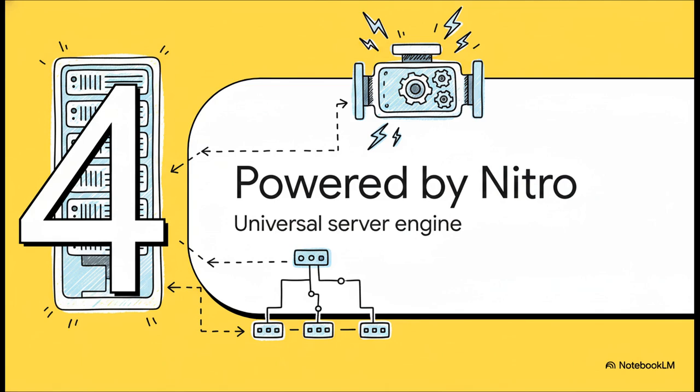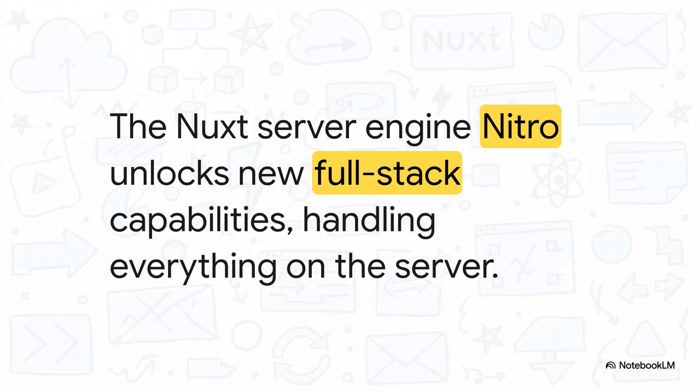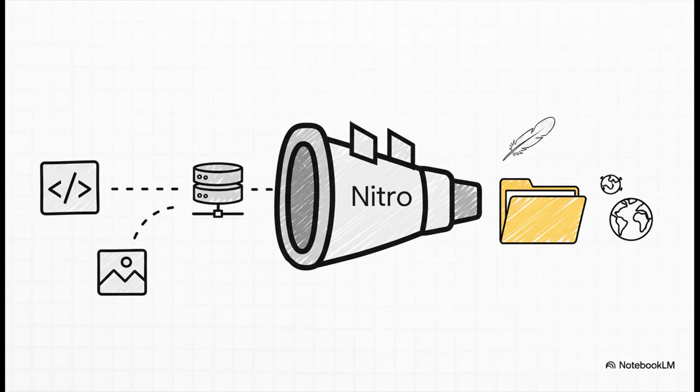Well, the answer is a super powerful server engine called Nitro. You see, Nitro is the secret sauce that takes Nuxt from being just a front-end tool and turns it into a true full-stack framework. It's the engine that powers everything on the server, from rendering your pages to creating API endpoints and so much more. And when you're ready to go live, Nitro performs some serious magic. It takes your entire application, the front end, the back end, everything, and bundles it into one single, lightweight, and super optimized directory called .output. And the best part? This bundle has zero dependencies, making it incredibly small and portable.